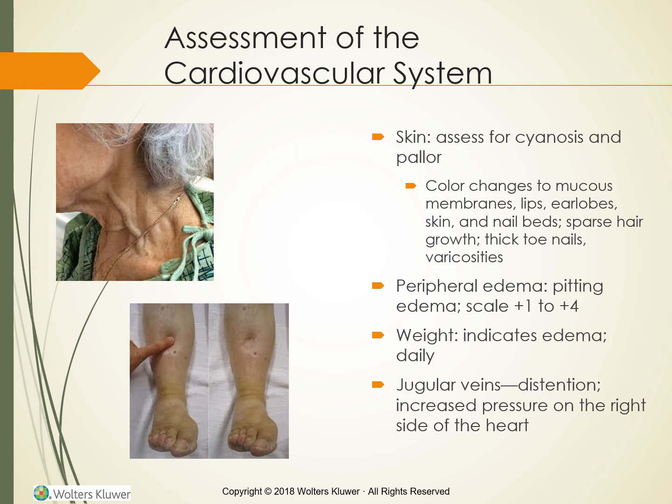Jugular veins. If the right side of the heart fails to pump efficiently, blood becomes congested in the neck veins. With the client sitting at a 45-degree angle, the client turns his or her head to the right or left so the nurse can inspect the external jugular vein. Distension of this vein usually indicates increased fluid volume and pressure in the right side of the heart.